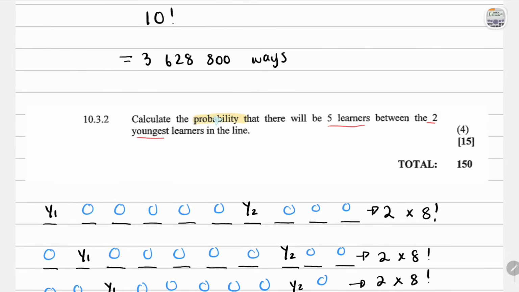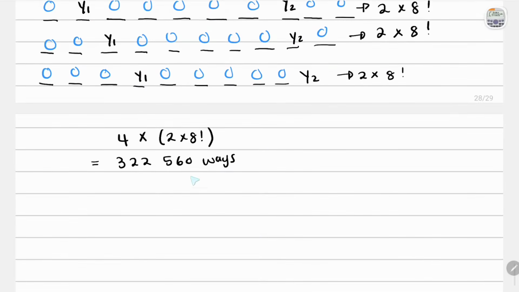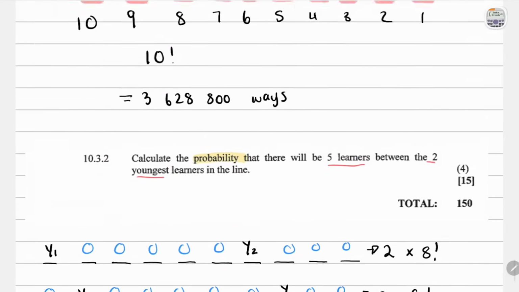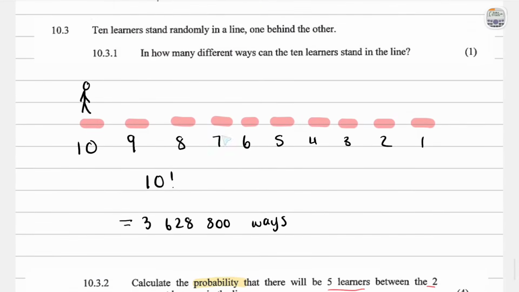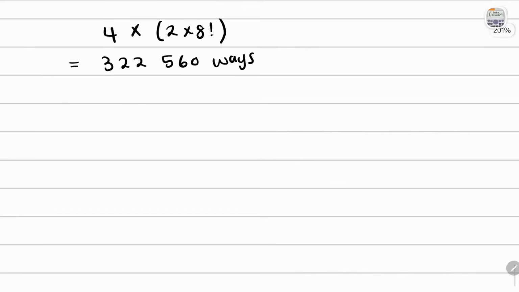The question is to calculate the probability that there will be 5 learners between the 2 youngest learners. We see the total ways that there can be 5 learners between the 2 youngest learners. So the probability must be over the total, the unrestricted total, which was in question 1. Okay, there are 10 learners in total. If we were just finding out all the ways they could be seated, it was this 3 million and that. Okay, so we're just going to take this answer and divide it by 10 factorial, or that 3 million.